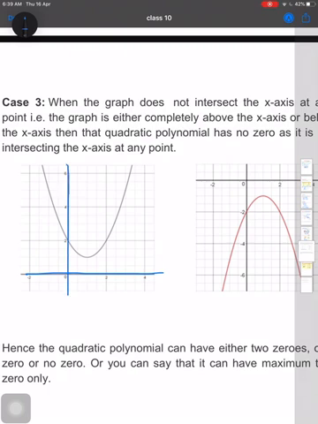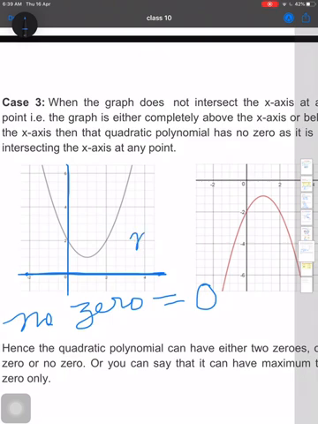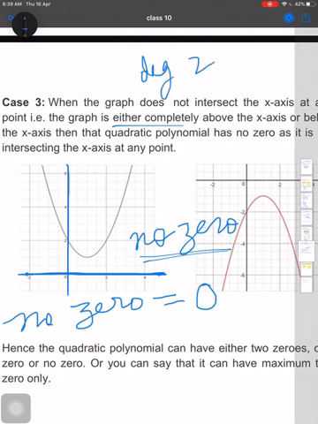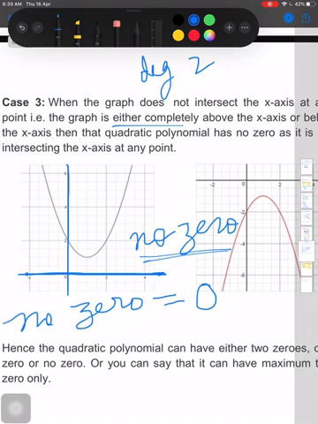The next one is the graph that does not touch the x-axis. This is your x-axis, this is your y-axis. Now this is the graph of a quadratic polynomial. Here you can see there is no intersecting point touching the x-axis. So in this case, the number of zeros will be 0, no zeros. Now you will say it is quadratic, so the degree is 2, but still from the graph you can say there is no zero.